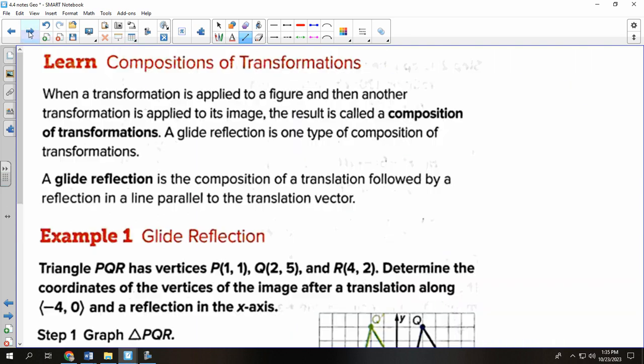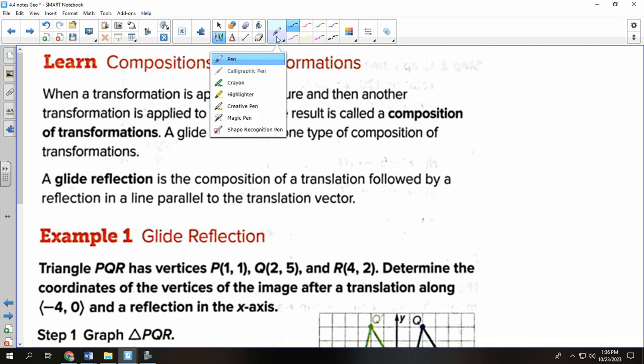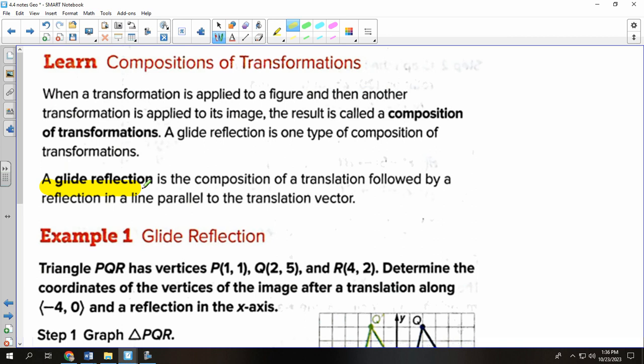Let's go ahead, we'll bump here. So composites of transformation: when a transformation is applied to a figure and then another transformation is applied to its image, the result is called a composition of transformation. It's like a compound word, one application and then another. A glide reflection is one type of composition of transformations. A glide reflection is the composition of a translation followed by a reflection in a line parallel to the translation vector.